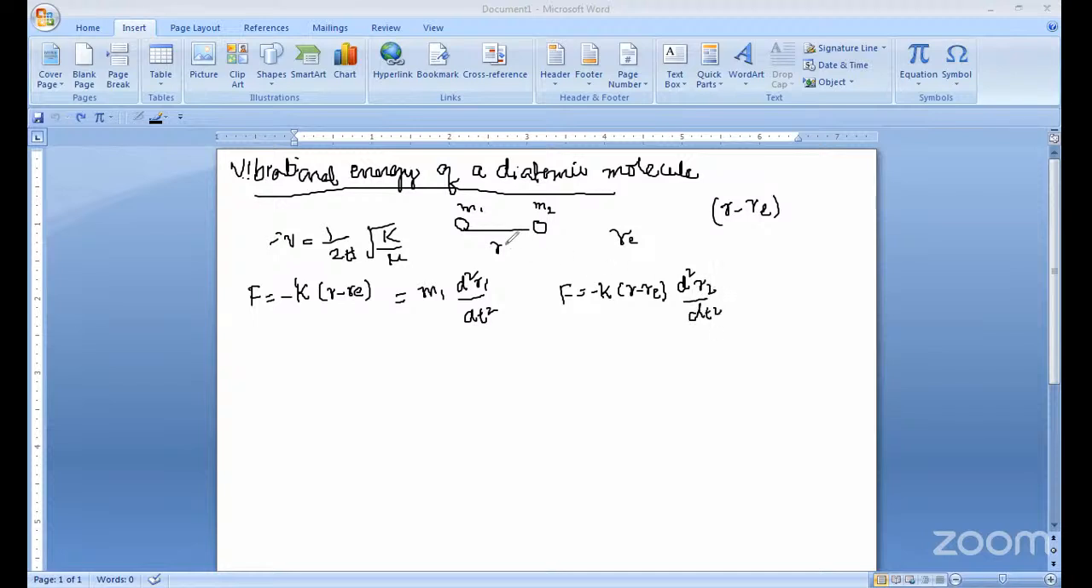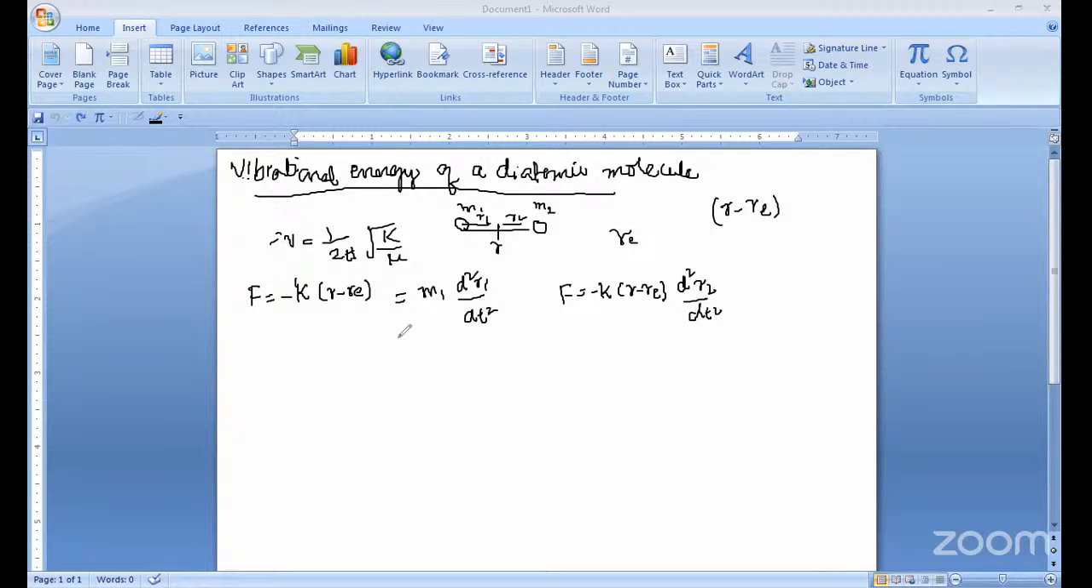R1 is the distance from the center to this atom, and R2 is the distance from the center to the other atom. So the total distance is R equals R1 plus R2. For one atom, we have written F is equal to minus K into (R minus Re), which equals M1 d²R1/dt². For the other atom, we have written M2 d²R2/dt².